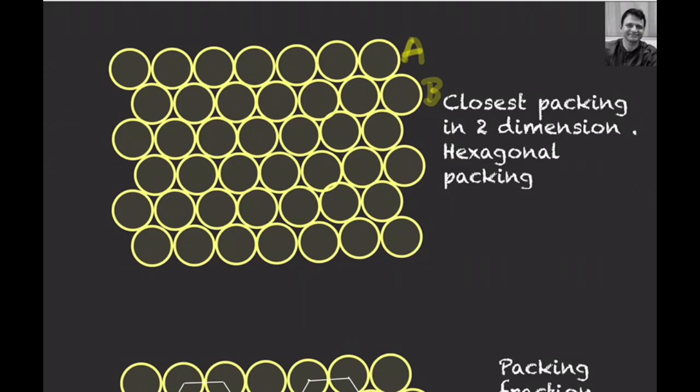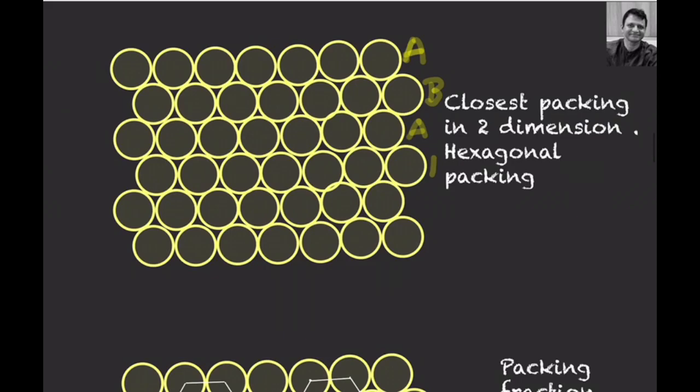So since positions are different, that's why their naming is different. Again, the third layer is symmetrical in position to A layer, so that's why we are saying A layer. And again the fourth layer is exactly like B layer. So this is AB type of packing. So this is known as hexagonal packing.